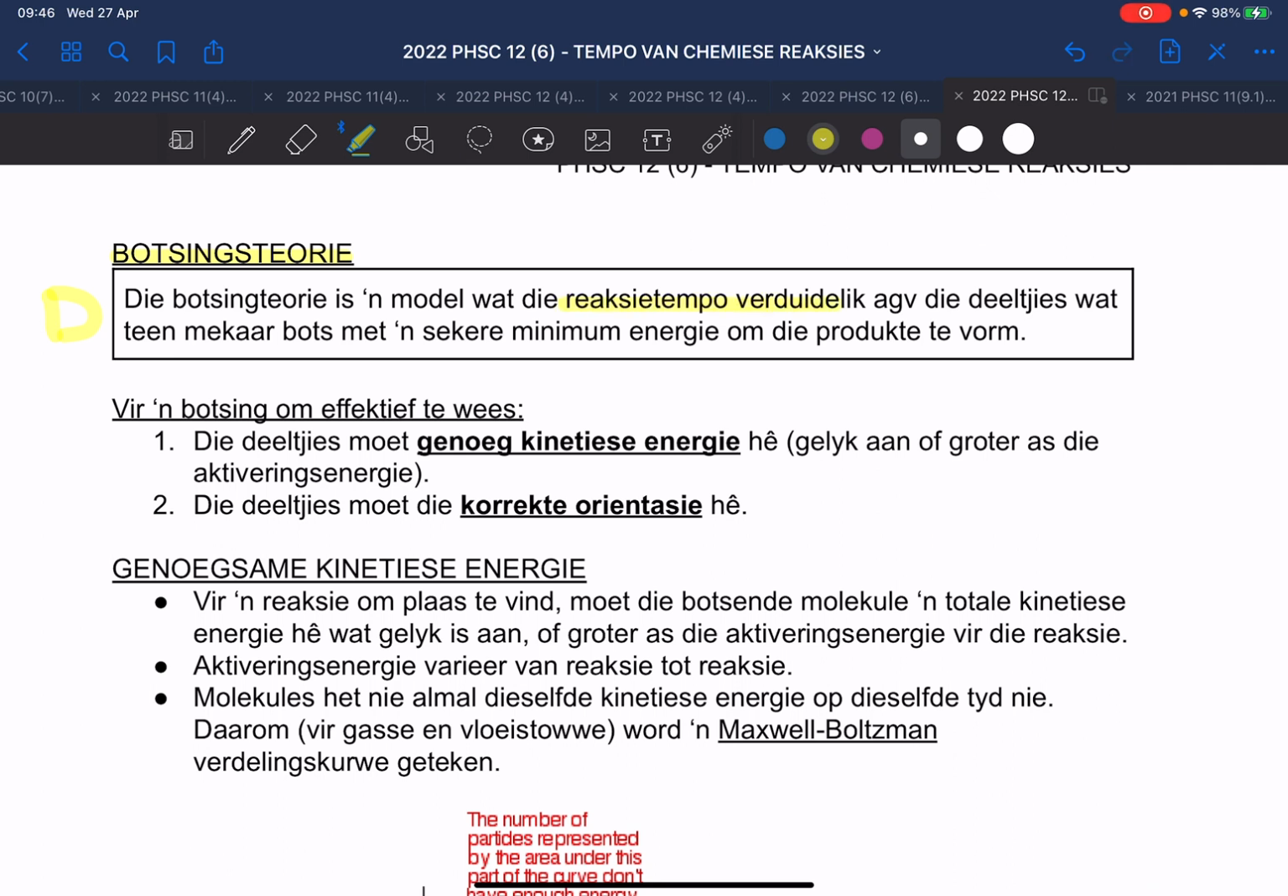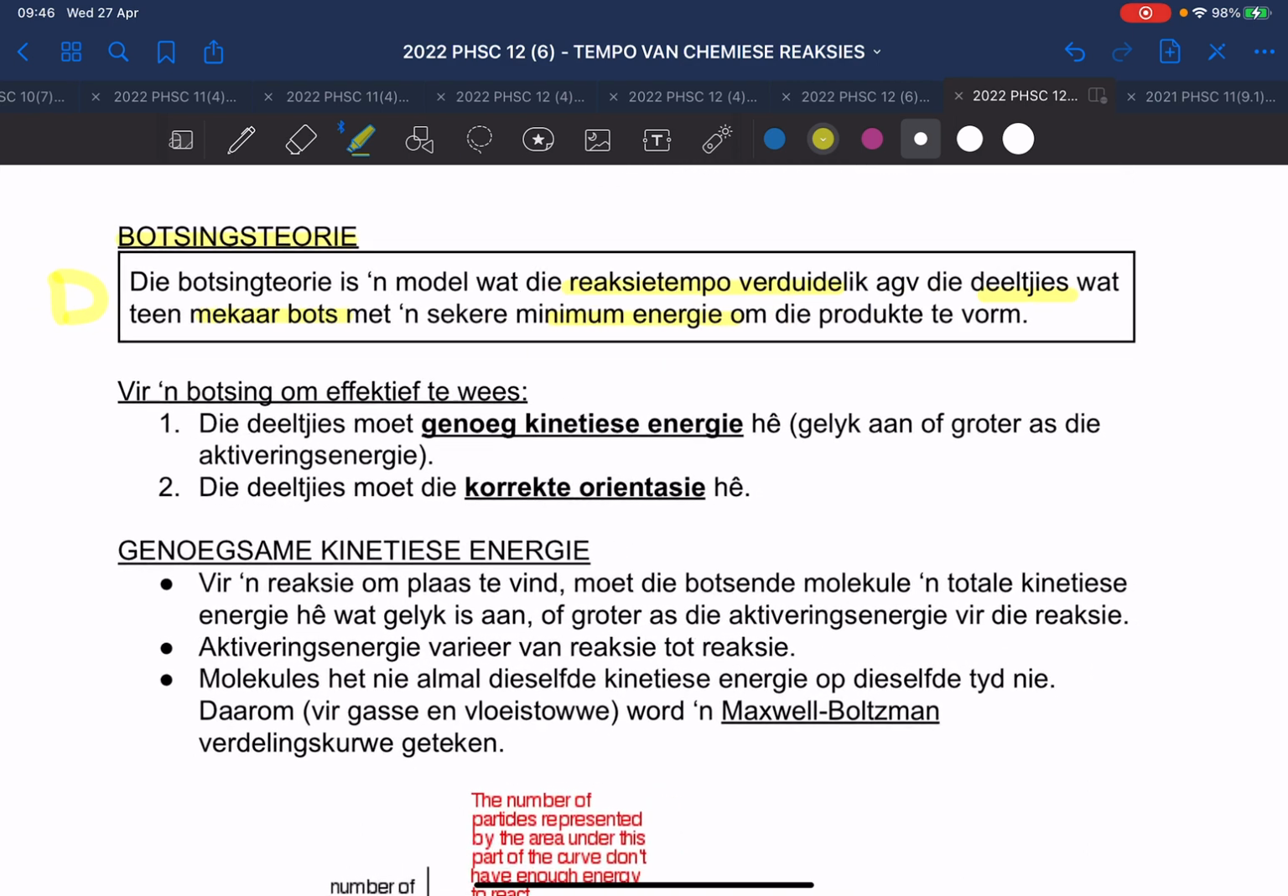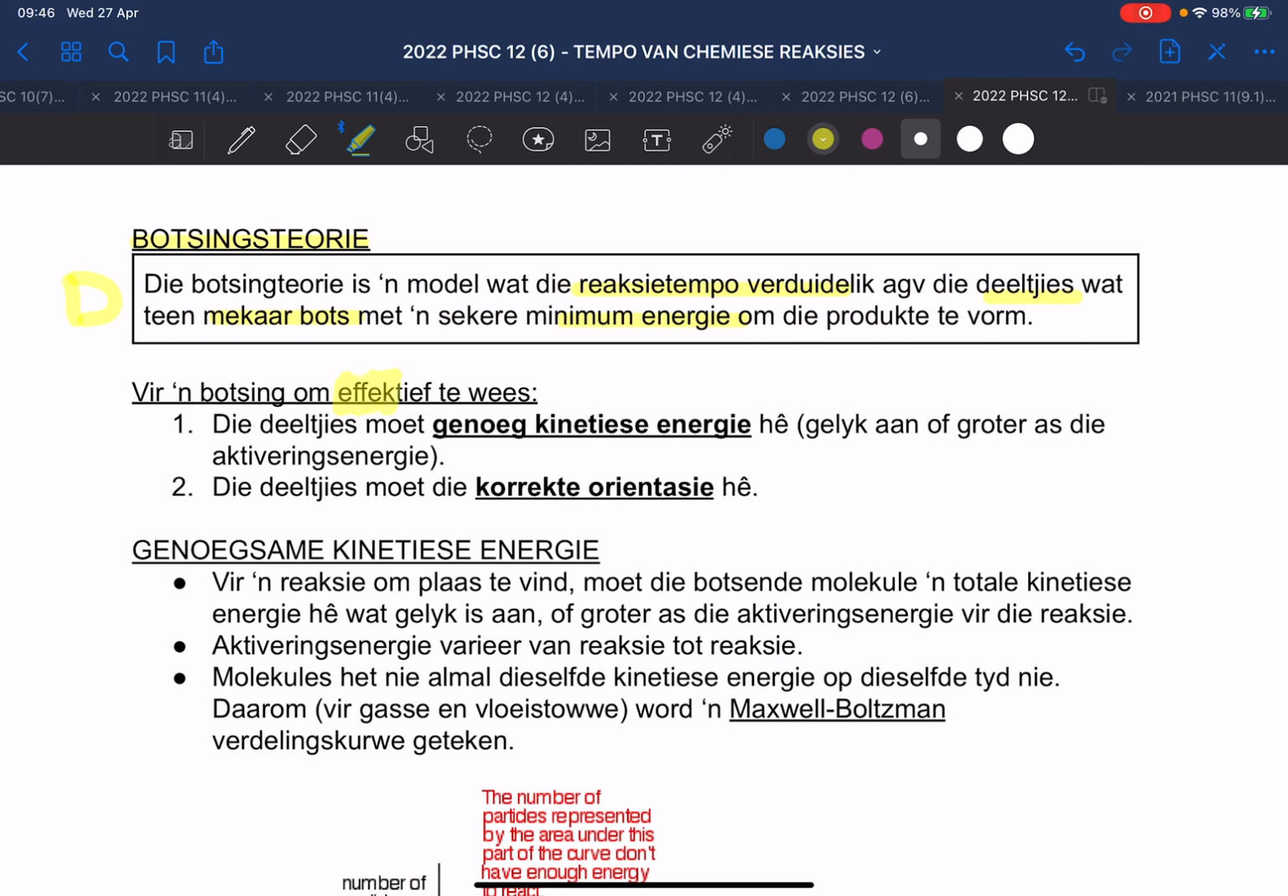And how it explains it, that the particles that collide with one another, die deeltjies wat met mekaar bots, moet 'n sekere minimum energie hê. Must have a certain minimum energy to form products. Okay. So what they mean with that, for a reaction to be effective, that word effective is important. Vir 'n reaksie of 'n botsing om effektief te wees, moet die volgende geld. En hierdie twee goed is super belangrik. You can say I highlighted them and I bolded them.